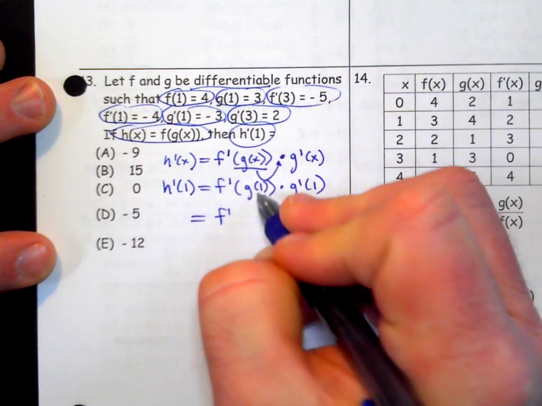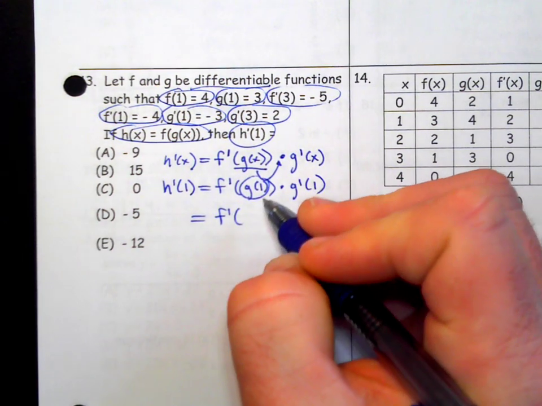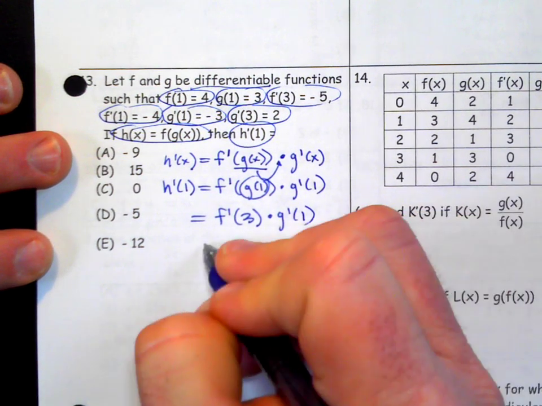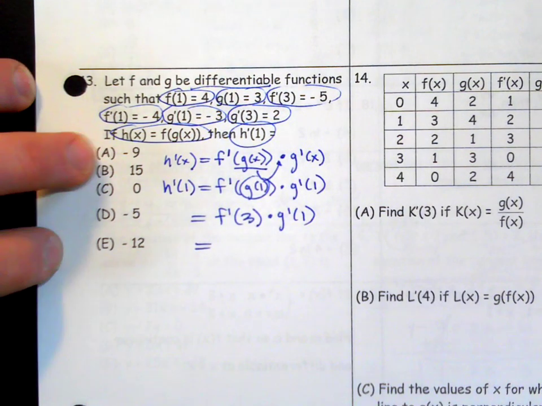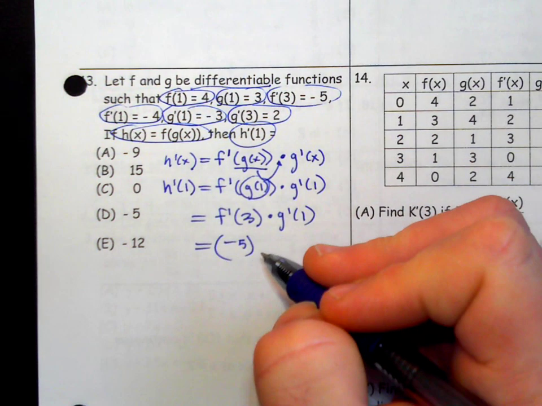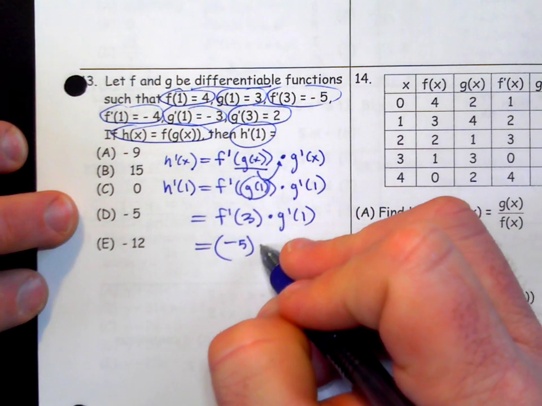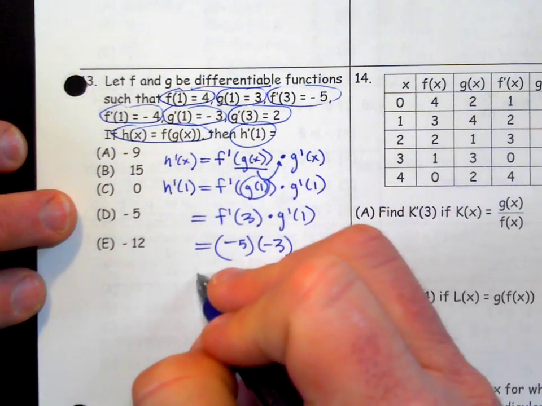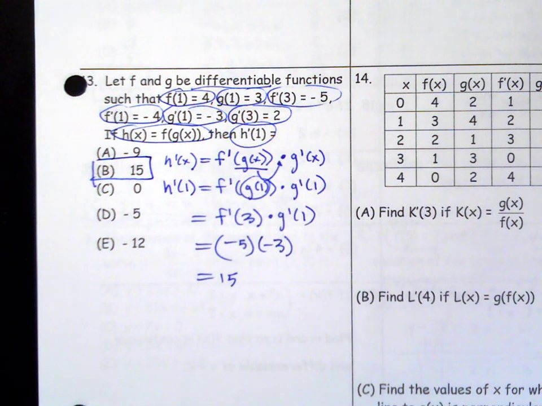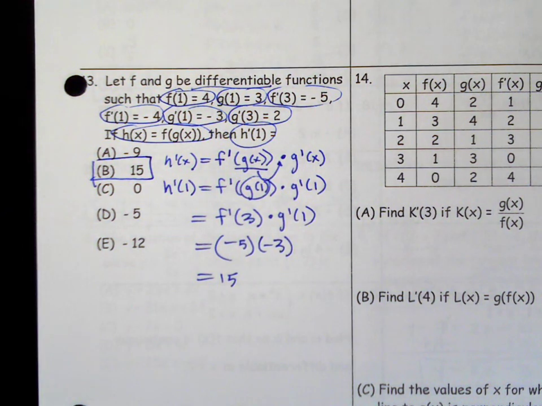And then we have to evaluate what's inside first. So g of 1, it was 3. And then f prime of 3 is negative 5. And g prime of 1 was negative 3, which gives you 15. All right. Okay.